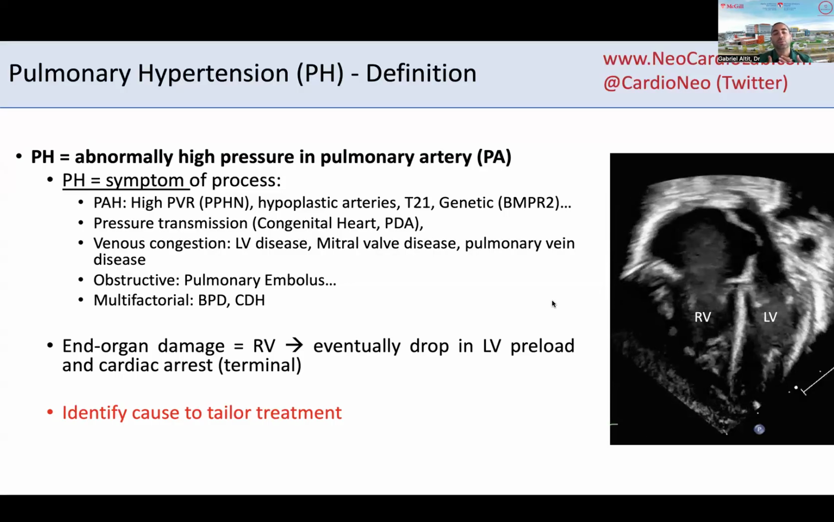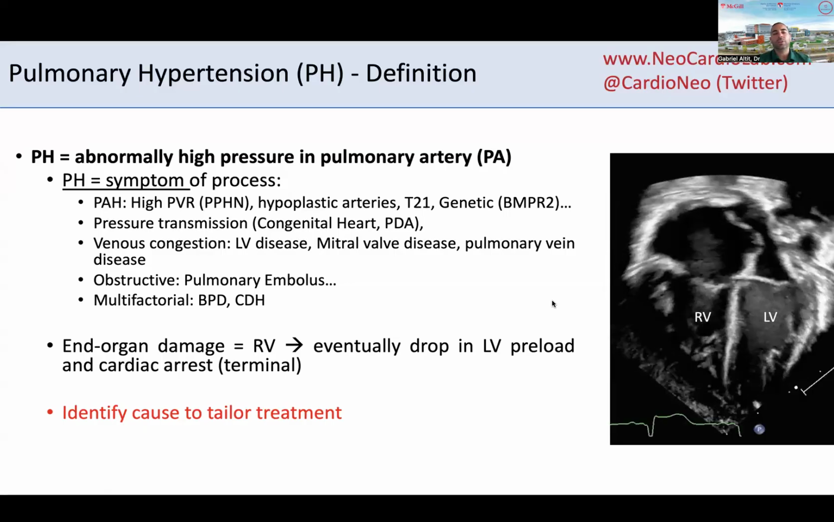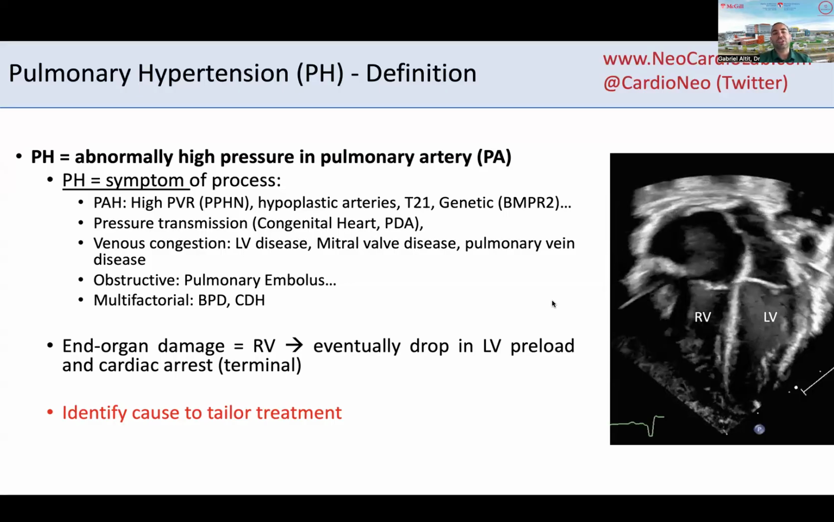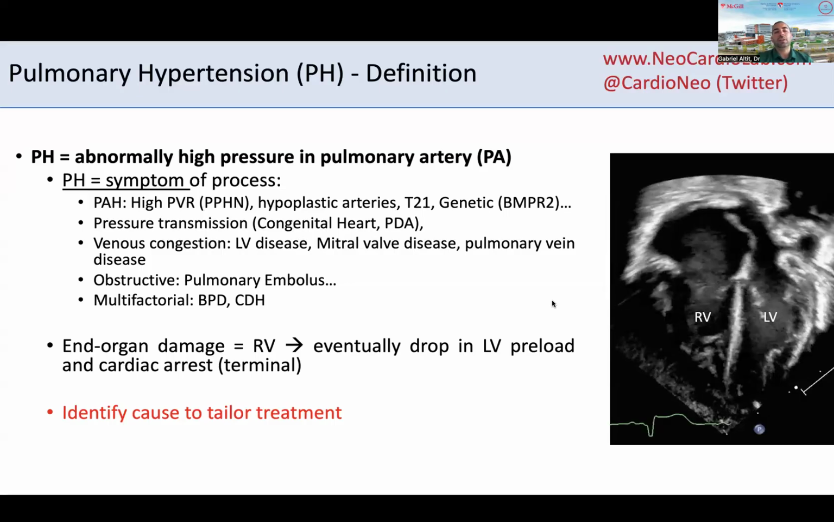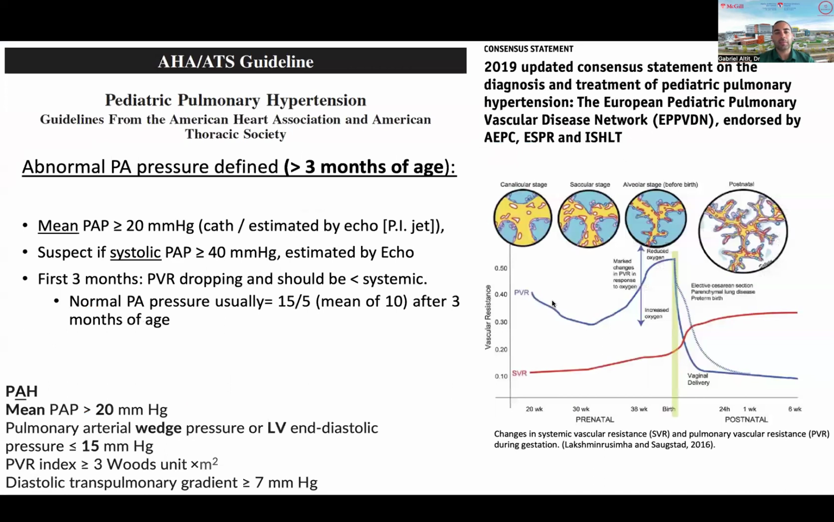And then we have the categories we deal with in neonatology, which are often these multifactorial conditions in which BPD sits, where there's a component of high PVR, there's probably a component of venous congestion, and there's obviously a component of decreased pulmonary vascular surface area with remodeling.